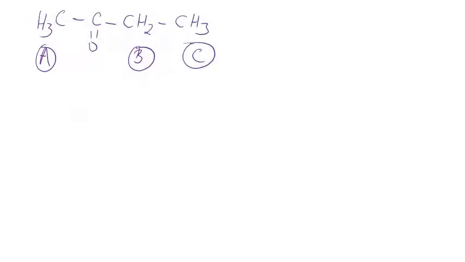So let's first work out what kind of signals you'll generate. Remember it's going to be n plus 1, where n is the number of protons on the adjacent carbon. So for A, its adjacent carbon has how many protons? None. So n plus 1, you will just see 1 signal, and that will be a singlet. We'll put S for singlet.